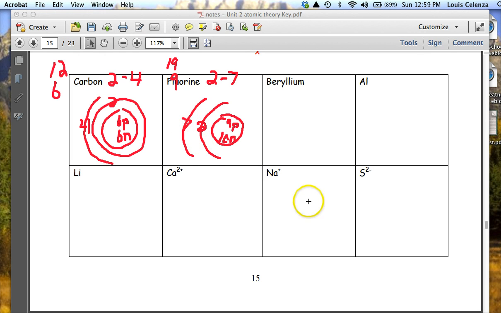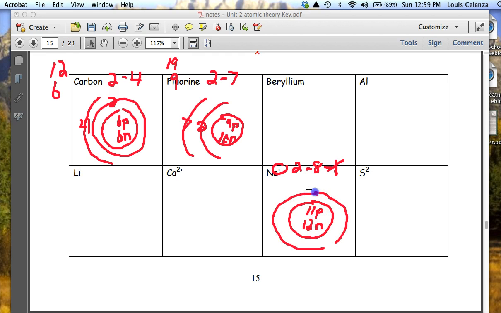Now, I'm going to skip over and do sodium. Notice it has a plus. If you look at the configuration for sodium, it's 2, 8, 1. The plus means that you get rid of that electron. So the nucleus will be the same. It'll have 11 protons and 12 neutrons. But now, instead of having electrons in 3 energy levels, it's only going to have electrons in 2. It'll have 2 in the first and 8 in the second.